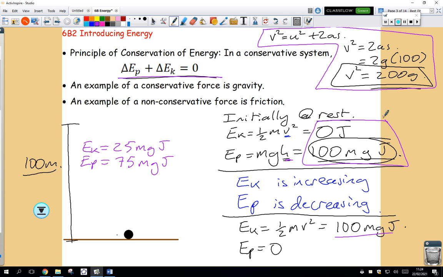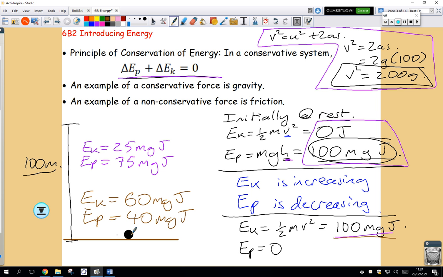As it goes down a little bit further, where, I don't really know where, but suppose at some point its kinetic energy has picked up to be 60 mg joules. At that moment in time, its potential energy will be 40 mg joules. How do I know that? Because its total mechanical energy is constant at 100 mg joules. Mechanical energy is the sum of kinetic and potential.